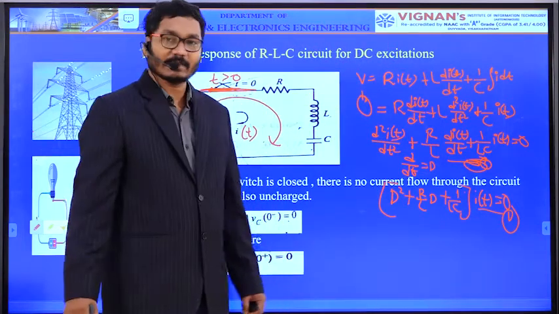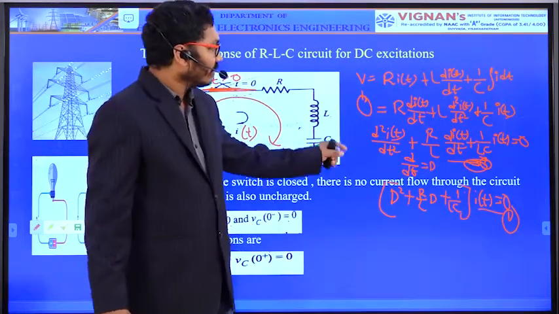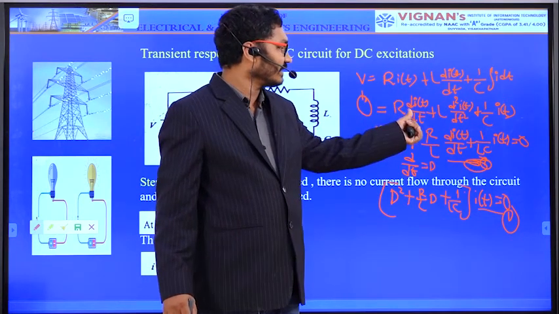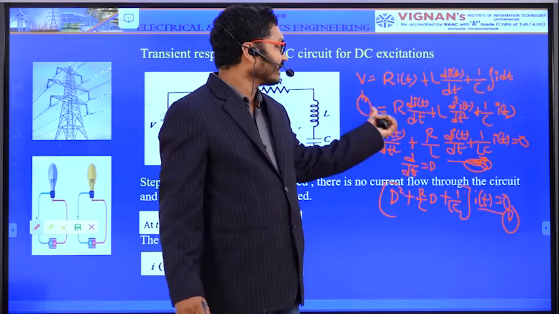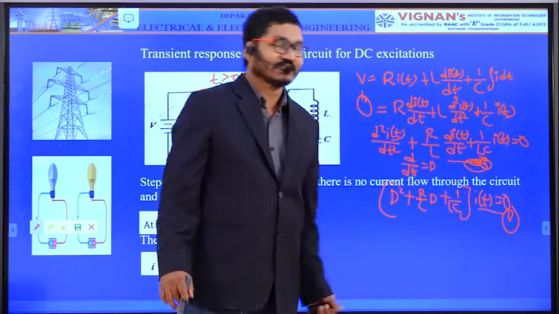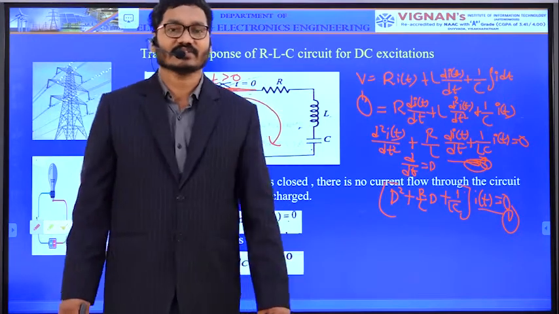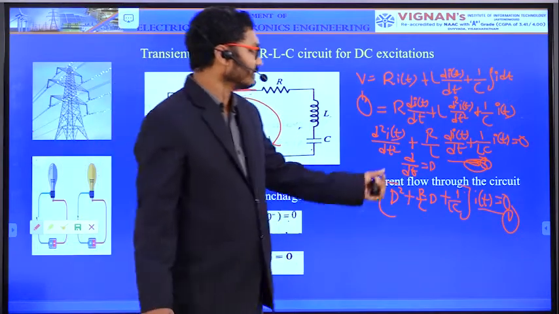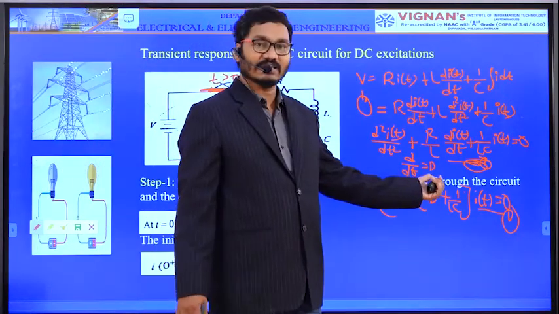In the D operator method, first if you apply KVL you get this equation. If you take the derivative with respect to t, the constant becomes 0, so you get this equation. After simplification you finally get this equation. You have to solve it using any differential method. Here I am going with the second order D operator method.